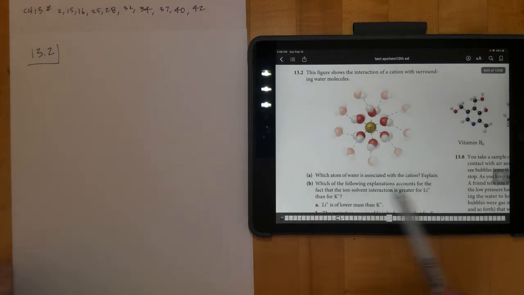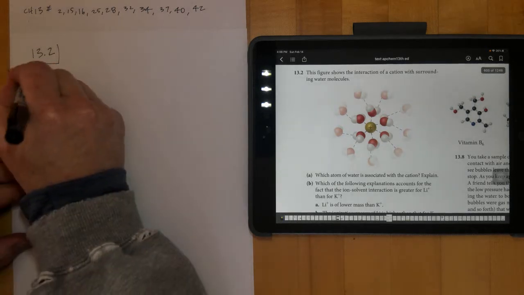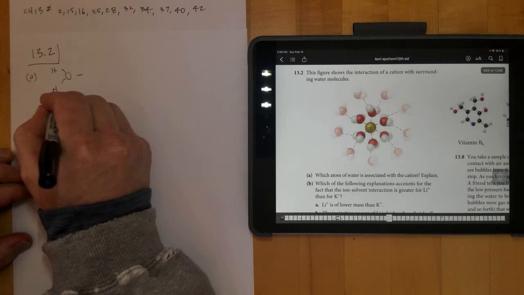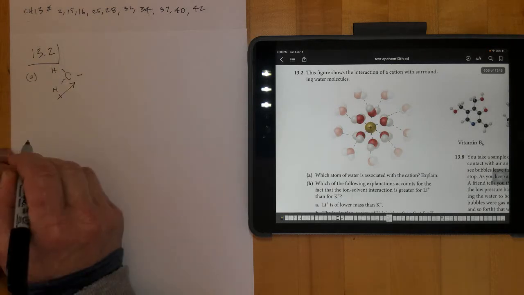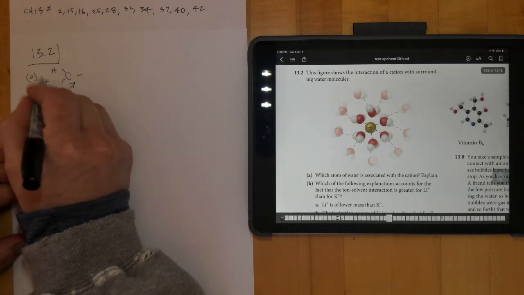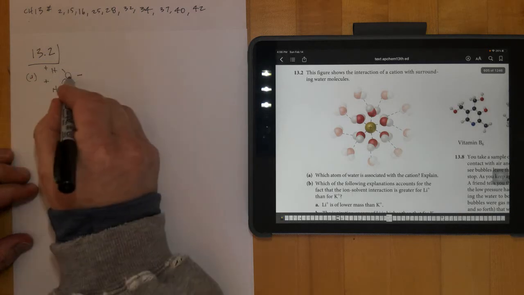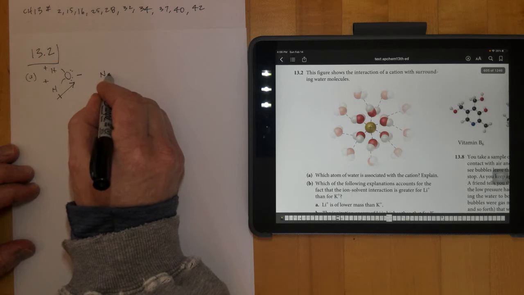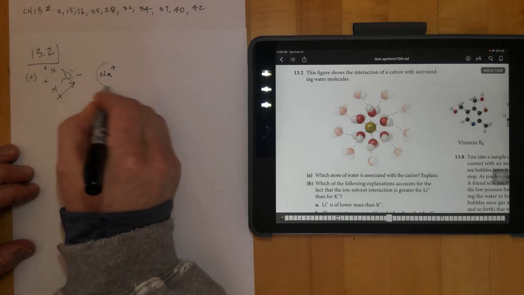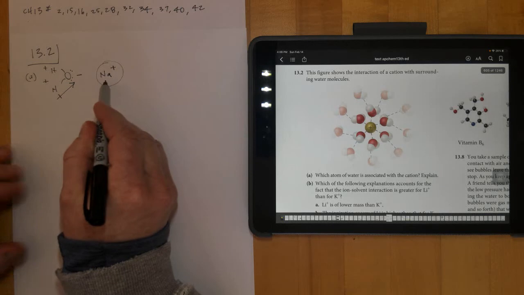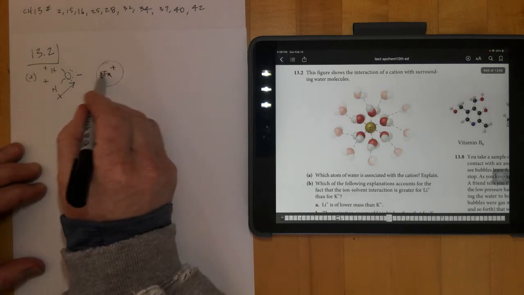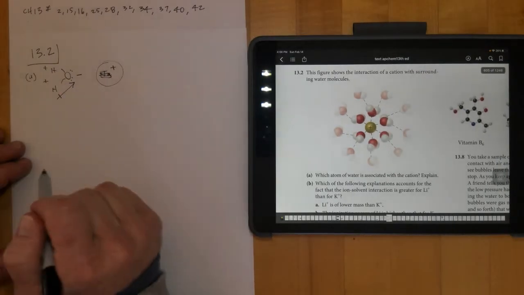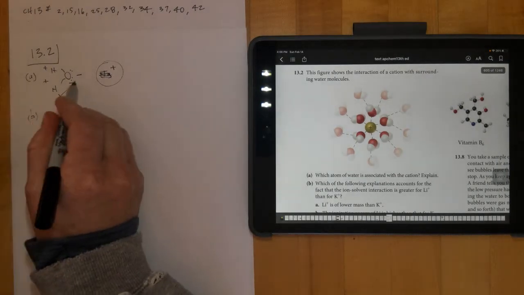Which atom of water is associated with the cation? Well, that would be the oxygen, because the oxygen would be negative, because there's a dipole moment inside of water that has a positive charge on the hydrogens and a negative charge over here on the oxygens, and that negative charge is associated with the positively charged cation. I made up the cation to be sodium. It doesn't necessarily have to be sodium, it just is something positive, and so the negative part of the water molecule attracts to it and solvates it.